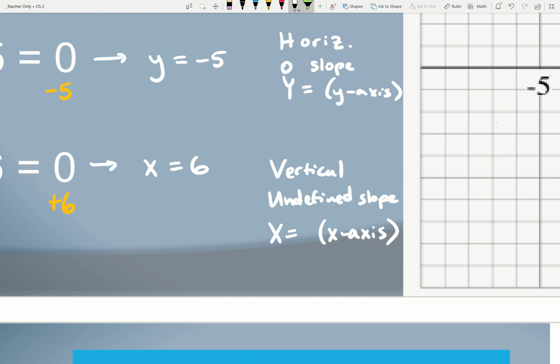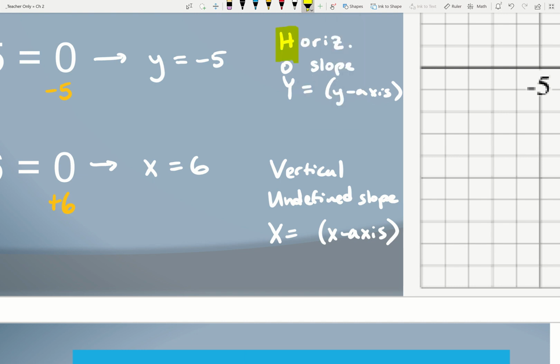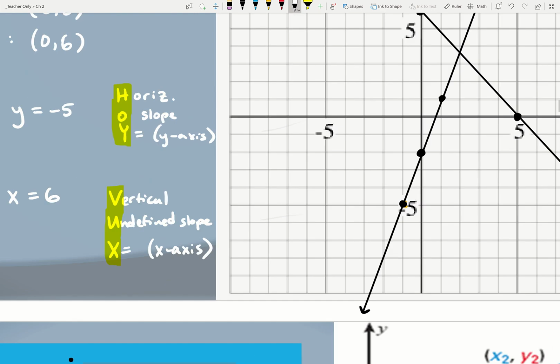Okay, so if you remember HOY and VUX, you'll always be able to remember your horizontal and your vertical lines whenever you see them. That is going to be something that I'll throw your way as a helpful way to remember that these are basically horizontal and vertical lines here.